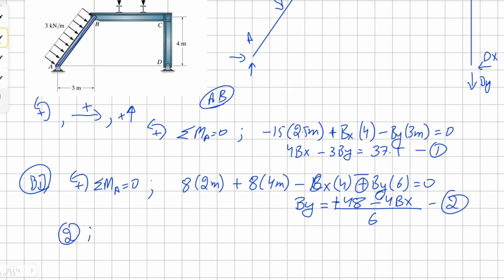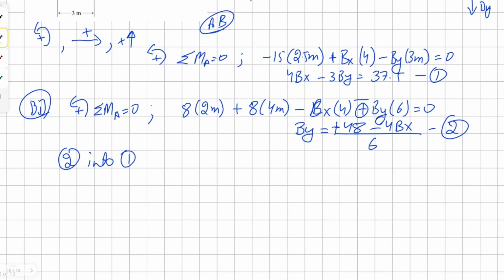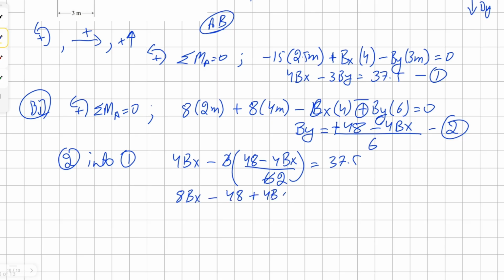Now we can sub equation 2 into 1. So we have 4BX from equation 1, take away 3 times BY from equation 2, divided by 6 equals 37.5. 6 divided by 3 is 2. Taking the lowest common denominator, we get 8BX take away 48 plus 4BX equals 37.5 times 2, which is 75. Solving for BX, we get 75 plus 48 divided by 12, you get 10.25 kilonewtons.